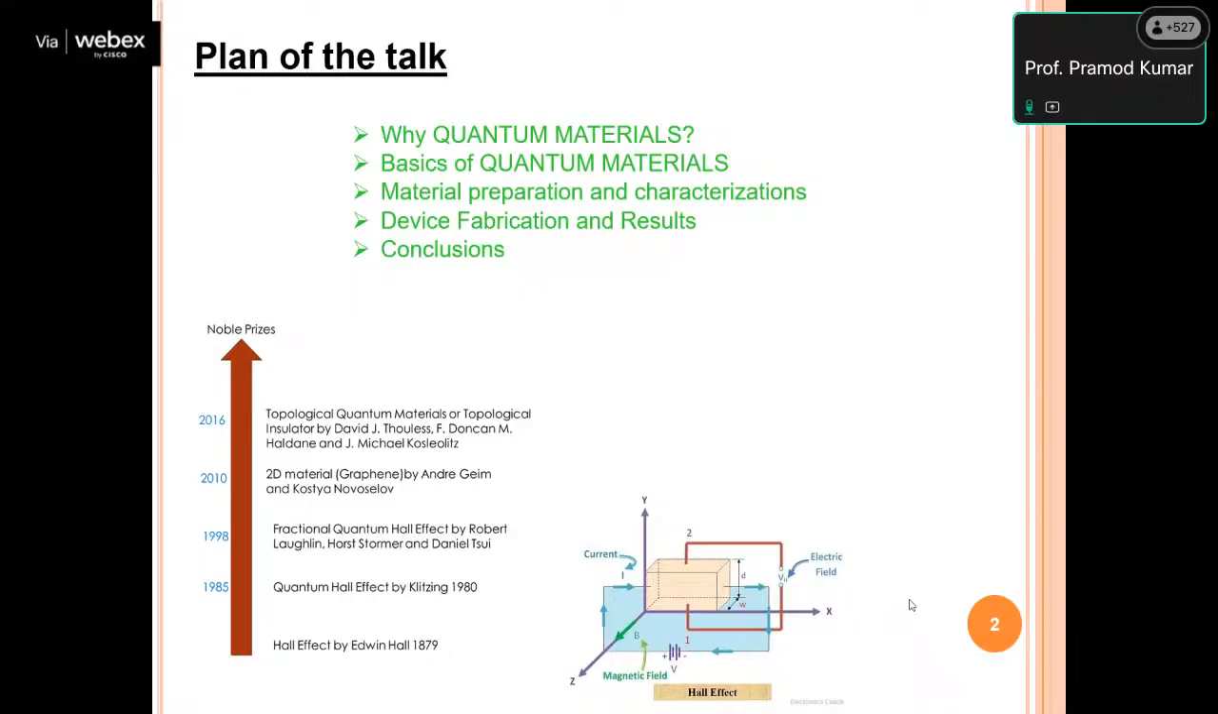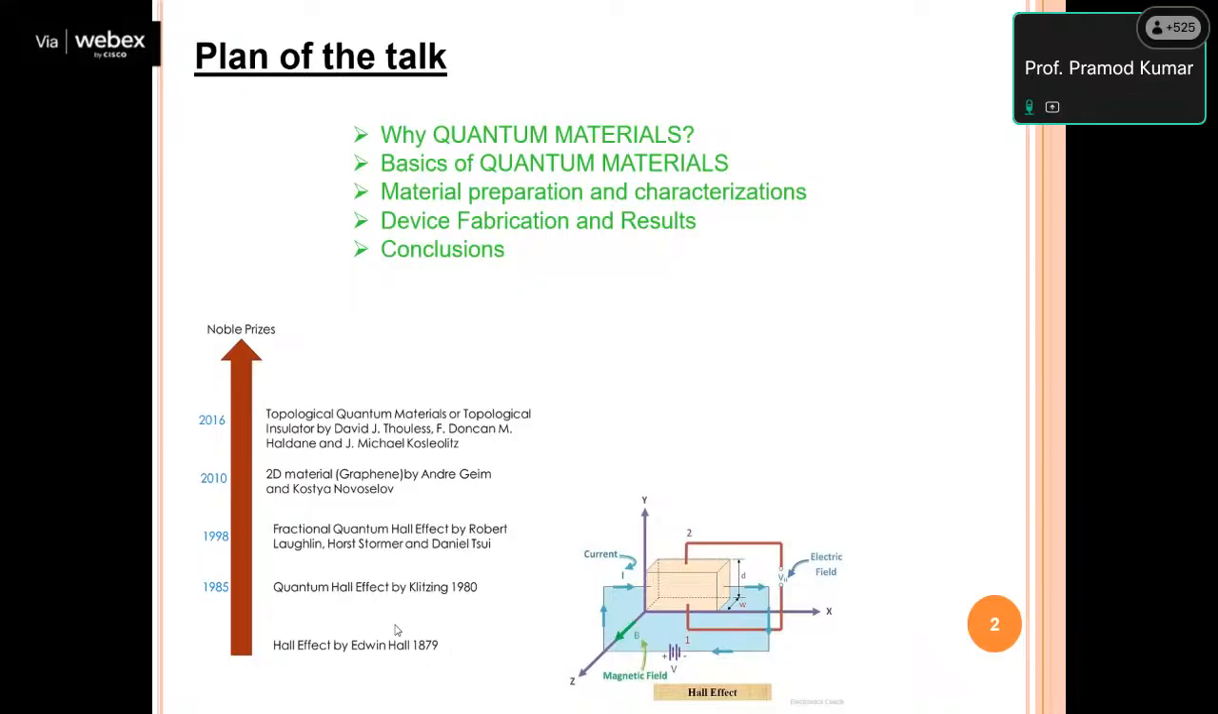So in that way, the origin of the two-dimensional materials started with a very unique property, known as the quantum Hall effect. You get the quantum Hall effect specifically in two-dimensional materials when the temperature is very low and the magnetic field is very high.